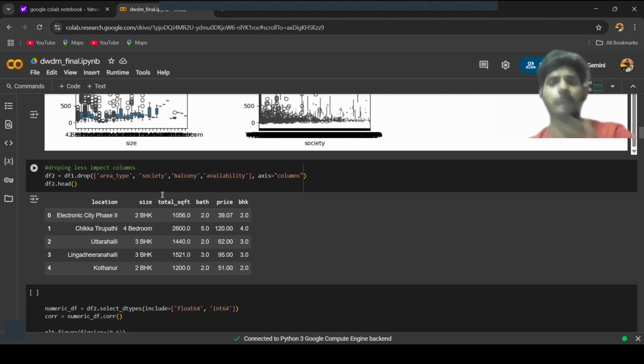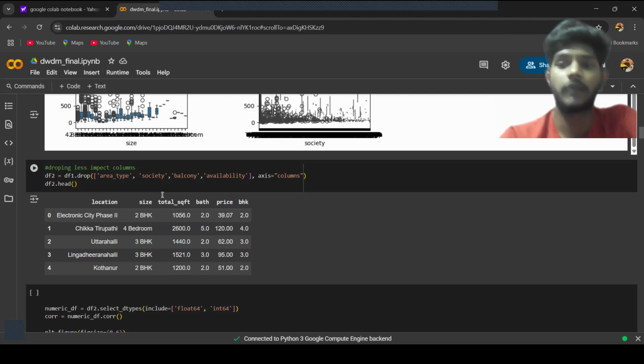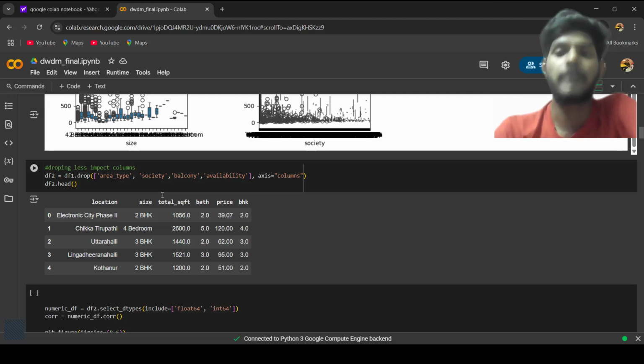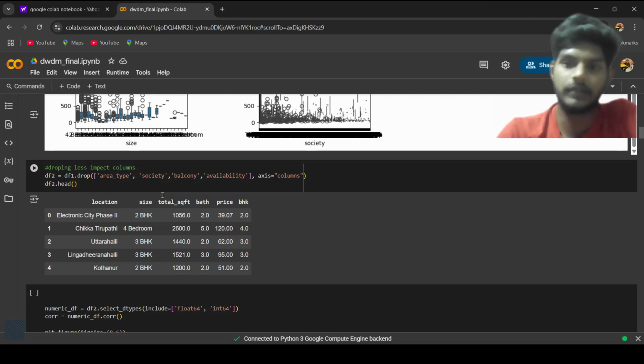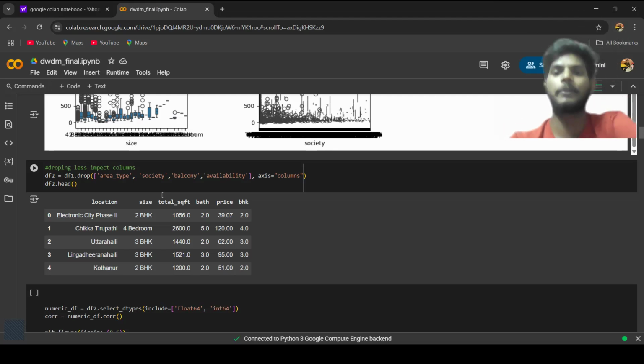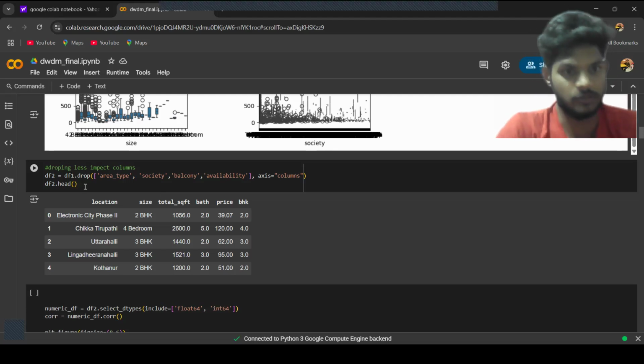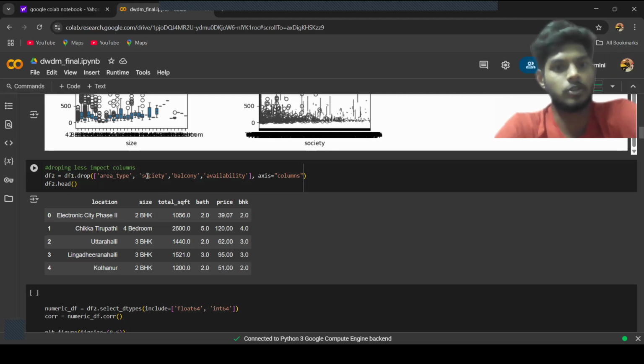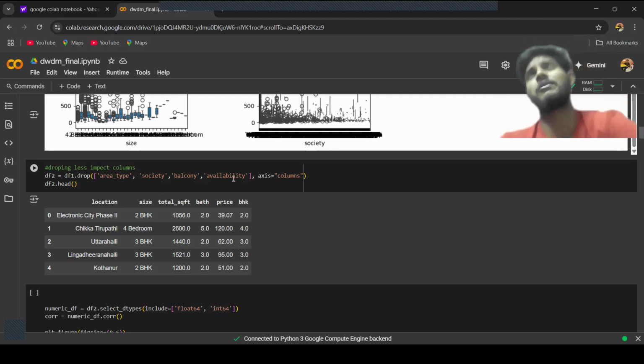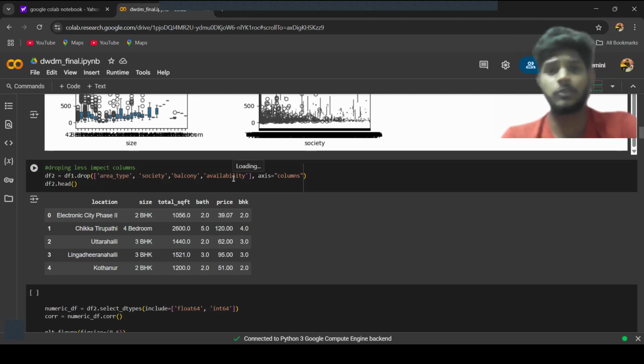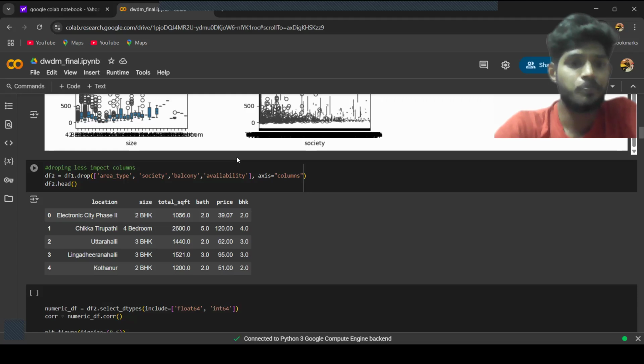Actually, the main theme of data pre-processing is handling the missing values, converting the size to BHK value, standardizing the total square footage, price per square footage, categorical encoding, and outlier removal. All these come under data pre-processing. Here, we're dropping less impactful columns, that is area type, society, balcony, and availability, since they have very low correlation with respect to the price. So we are dropping those, and we are storing the result in data frame 2.